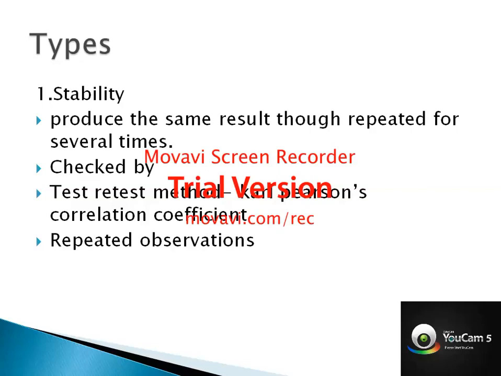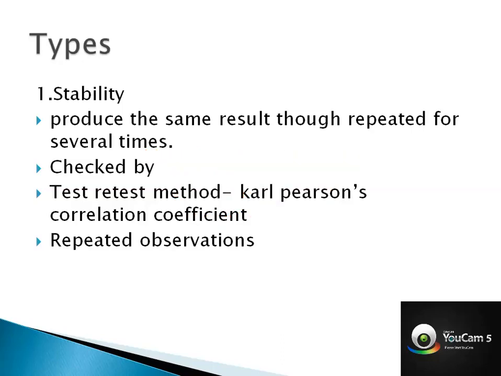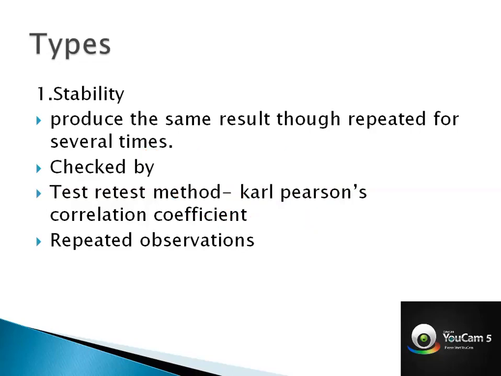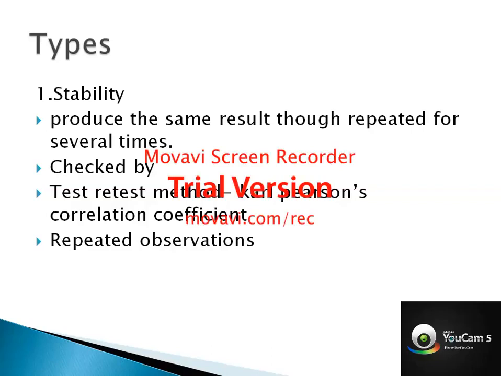It is checked by two things. One is the test-retest method. You test now, again you retest, and compare these two with a formula, Karl Pearson's correlation coefficient formula. This will be discussed by the statistics sir during the statistics time. You have to administer the test once and again, compare both tests, and see whether they are giving stable results. That is compared by Karl Pearson's correlation coefficient formula.